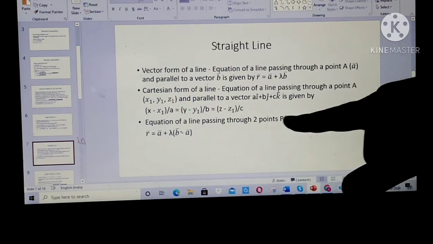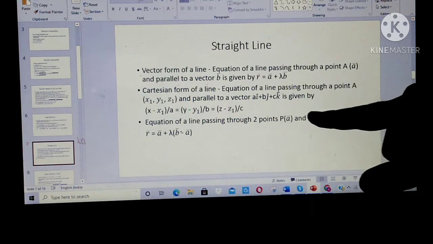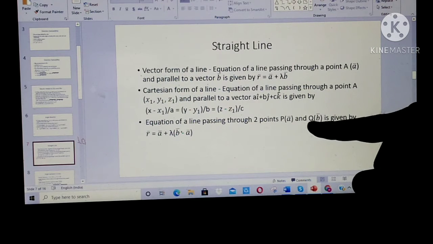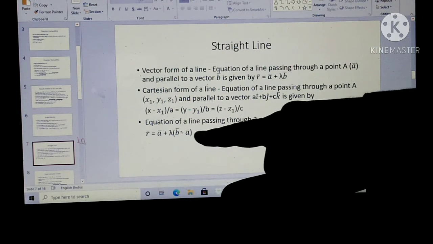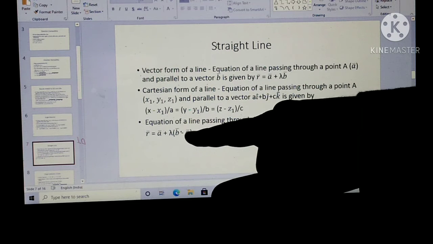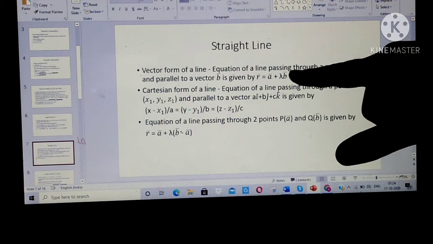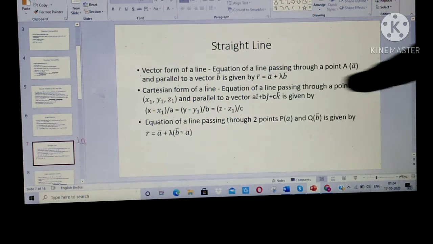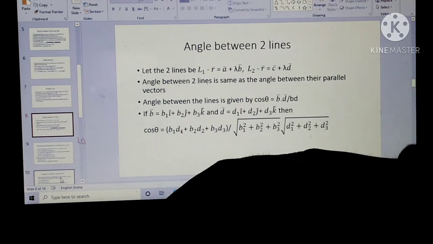Okay, and if suppose I want to write the equation of a line which is passing through 2 points, then I will first find the PQ vector. So PQ vector will be equal to B vector minus A vector. Now that vector is parallel to the given line, so that will become the coefficient of lambda, and then similar to this form I can write, but in place of B vector, now B vector minus A vector will come, because now this vector is parallel to the given line. Okay, so this is how we express the equation of a straight line in two forms.